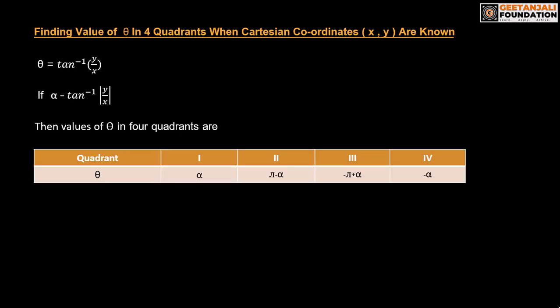If it is in the first quadrant, then theta would be equal to alpha. If it is in the second quadrant, then theta would be equal to pi minus alpha. If it's in the third quadrant, then theta would be equal to minus pi plus alpha. And if it's in the fourth quadrant, then theta would be equal to minus alpha. Let's understand this with a few examples.